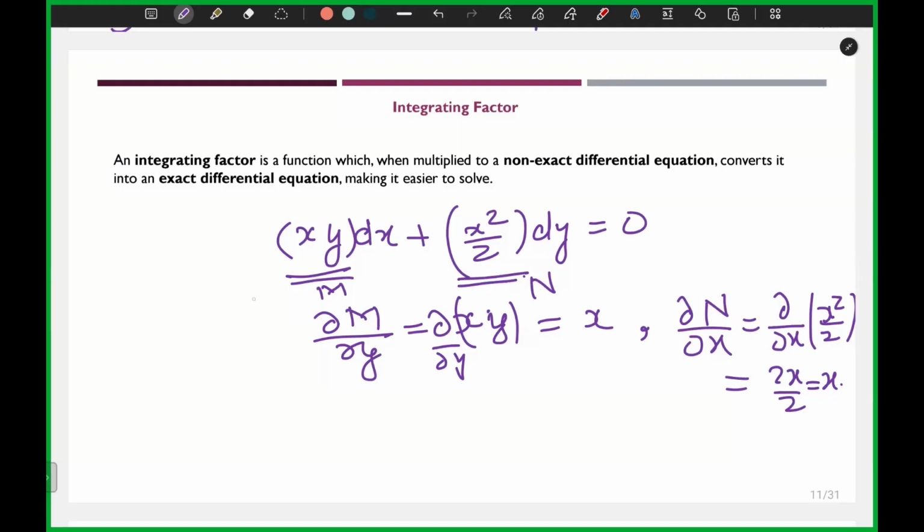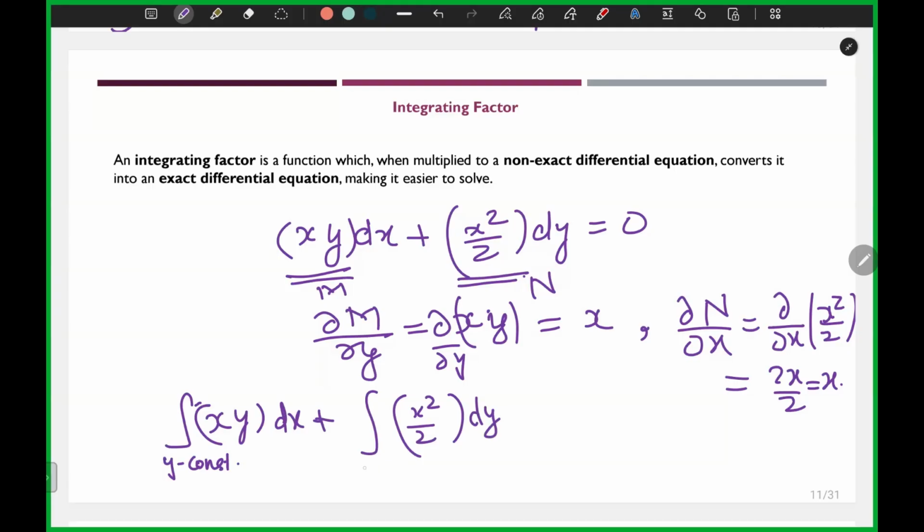So now the solution for this will be xy dx, with y taken as constant, plus x square by 2 dy, and terms free from x. Okay, so we can't take this term, it is equal to c. So what we have is x square by 2 of y equals c. Is this point clear or not?